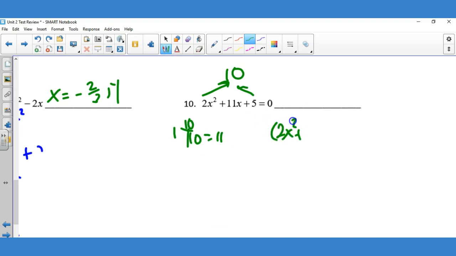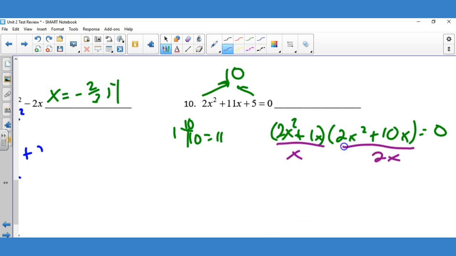So I'm going to go 2x squared. Remember, write that twice. 2x squared plus 1x. Don't forget your x. And 2x squared plus 10x. Again, 1x plus 10x is 11x. Now, factor out the GCF. So I'm going to divide right here by x. And over here, I'm going to divide by 2x. When I do that, I'm left with 2x plus 1. And over here, I'm left with x plus 5.